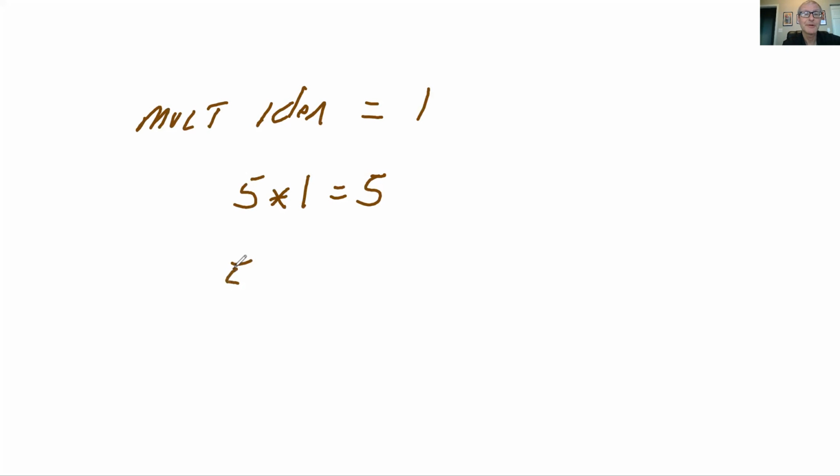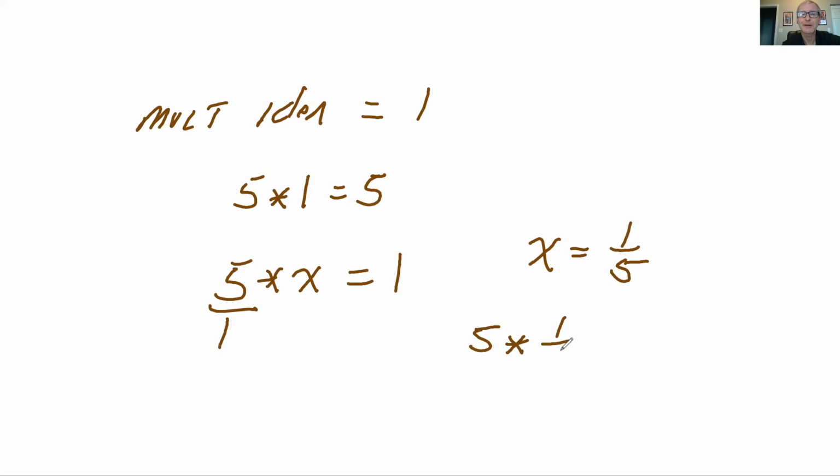So again, just to refresh your memory, the number one is the multiplicative identity. And right, 5 times 1 equals 5. So how do we find the multiplicative inverse for the number 5? It'd be 5 times, say, variable x equals 1. And so how would you do this? Well, it would be the flip of it, right? This is 5 over 1. So x would be 1 over 5. And so when you multiply those together, you get your multiplicative identity, which is 1.